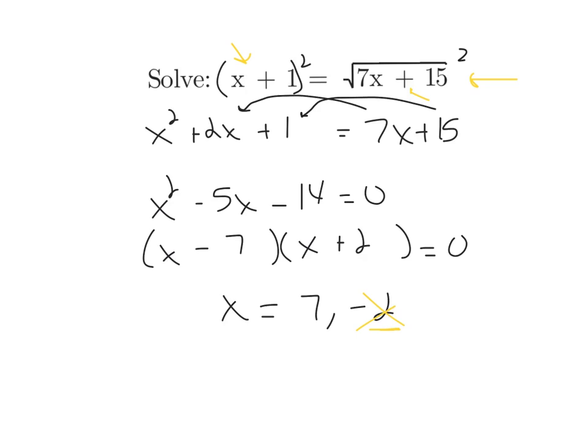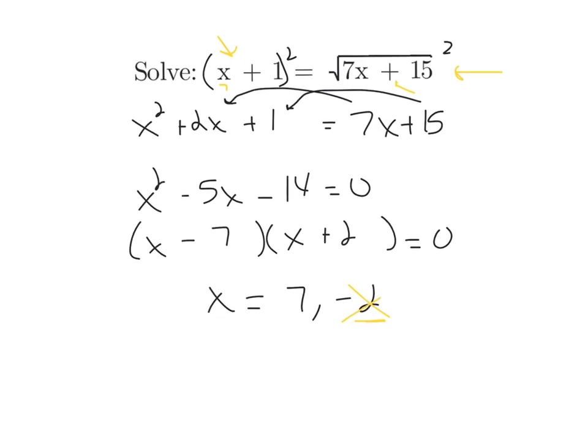That's not even a solution. So I'm going to try 7. If I plug in 7 on the left side, I get 7 plus 1, which is 8. So I need to see if that's what I get on the right side. If I plug in 7 here, 7 times 7 is 49 plus 15, which is 64. And the square root of 64 is 8, so that works. One solution at x = 7.